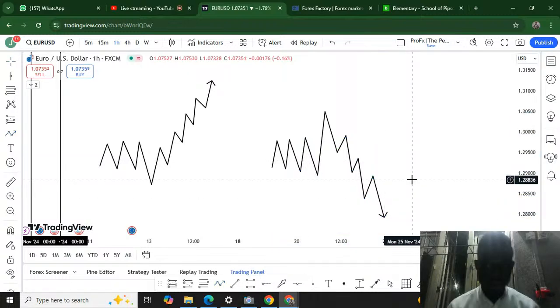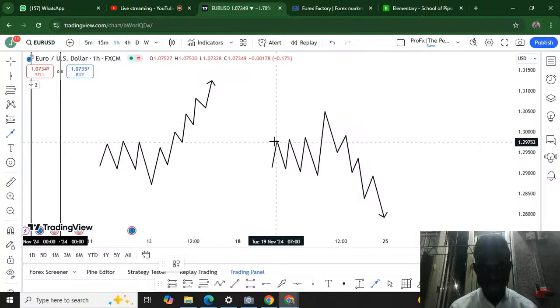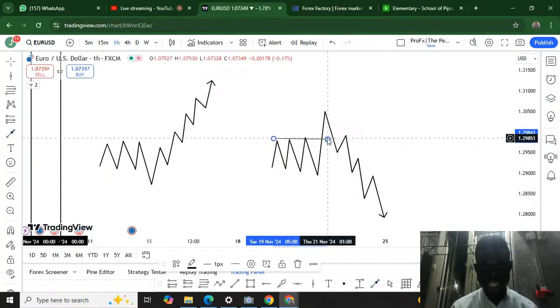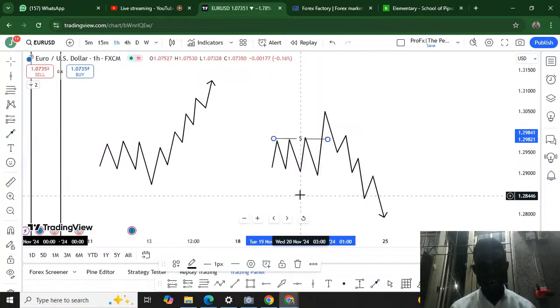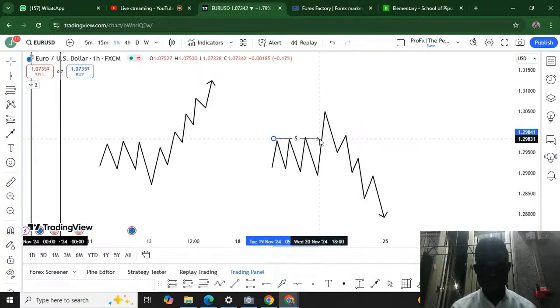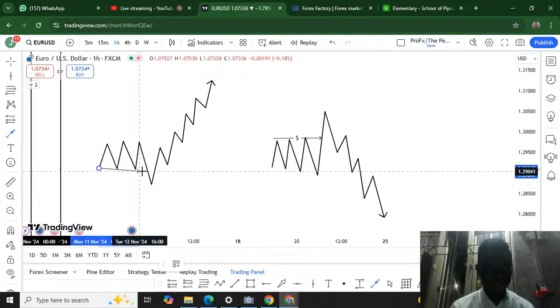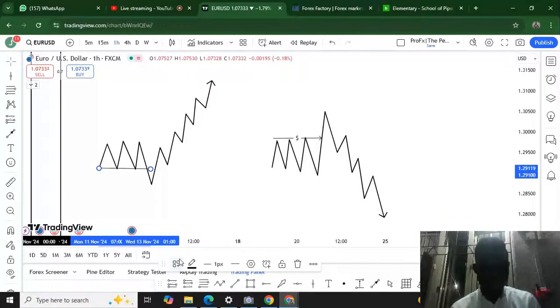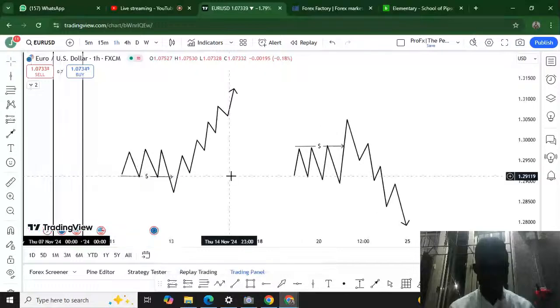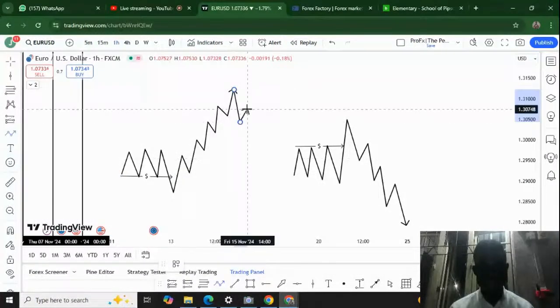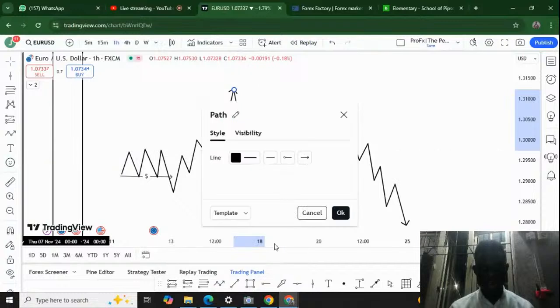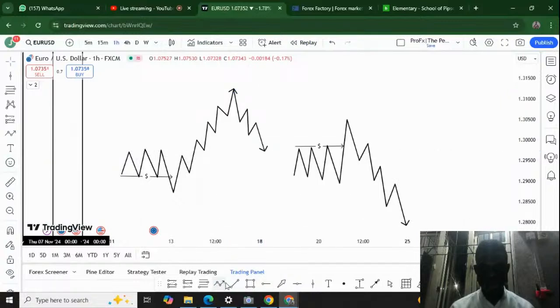Because the big boys need what we call liquidity. Liquidity is what is needed for price to move. Liquidity is like fuel. Without fuel, your car can't move, right? Your car needs fuel to move. So the market also needs liquidity to move. So this is accumulation, manipulation, distribution. Of course, when price is done, it now pulls back.